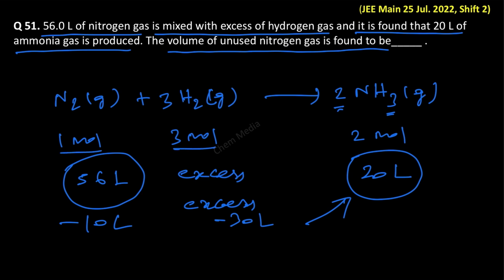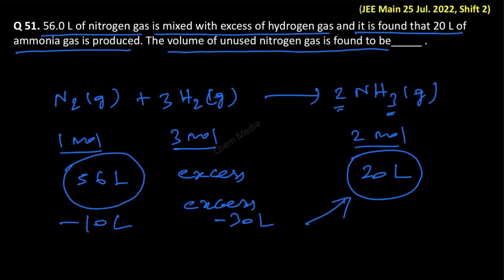We are just assuming that the reaction is going in the forward direction 100%. We are not assuming equilibrium here. We are just assuming that if the reaction goes completely in the forward direction, then when we have 1 mole of N2 and 3 moles of H2, we should get 2 moles of ammonia.